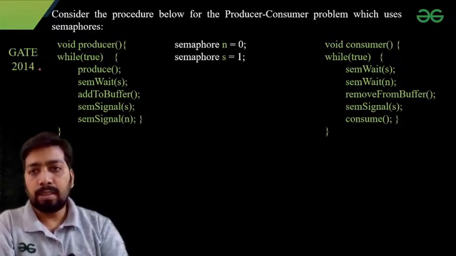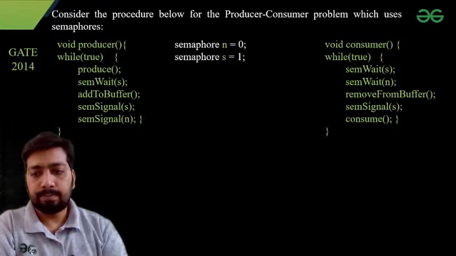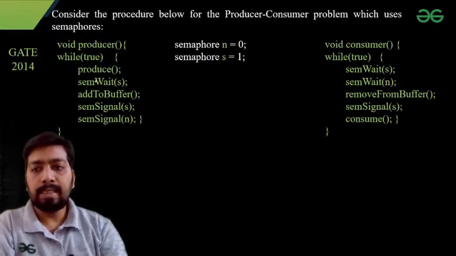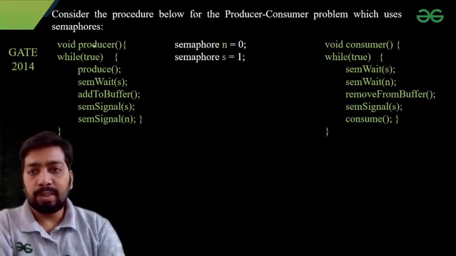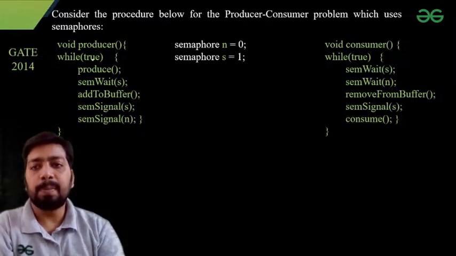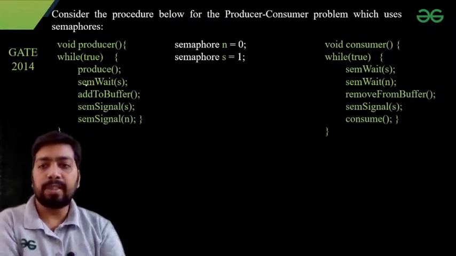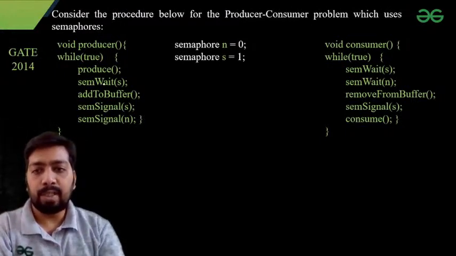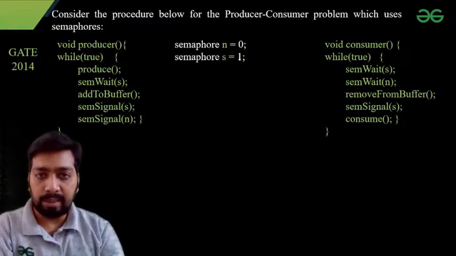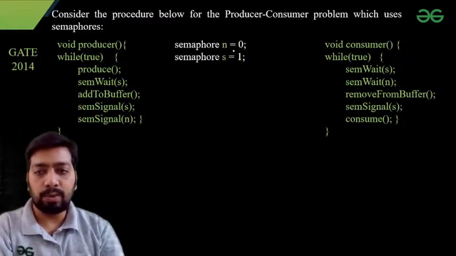Fine. So what is the question? Let's analyze the code first. Void producer, that means the code for the producer. While true, that means whenever the producer wants to produce something, it will produce. It will do semaphore wait. So instead of using the wait operation directly, they are using the semaphore wait operation. It is performing the wait operation on semaphore S, and semaphore S is initialized to 1. It is given in the question, and semaphore N is initialized to 0.